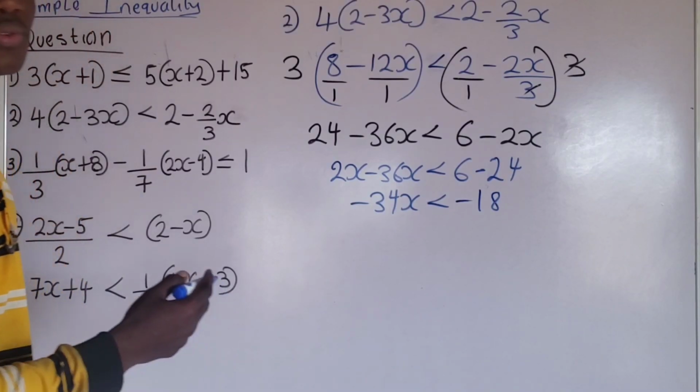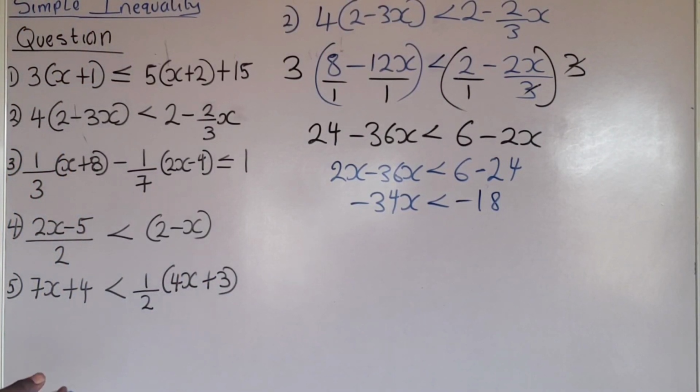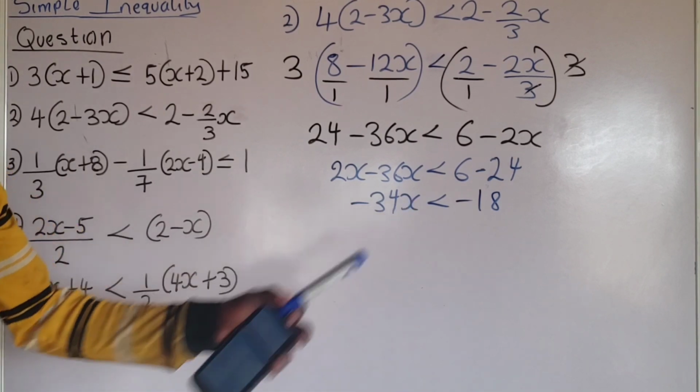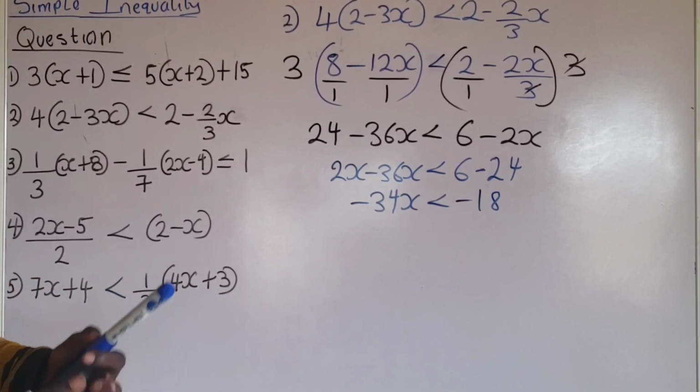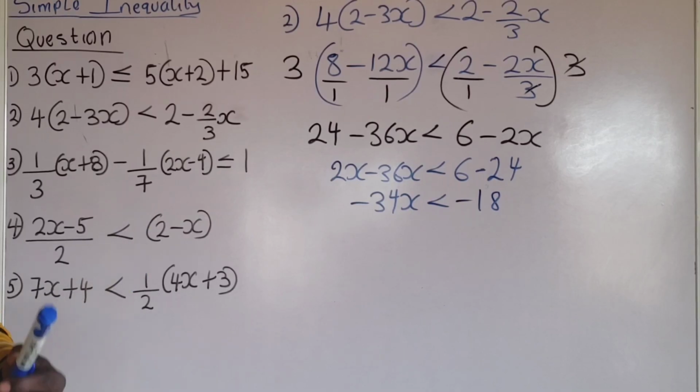Now you can see that we've gotten to another point. So I want to ask you a question. What are you going to do to get the value of x? I mean, to get the range of x. To get the range of x, you have to divide both sides by negative 34. Is that not it? Now, if you divide both sides by negative 34, what will happen to the inequality sign? The inequality sign is going to change from less than to greater than. Why? The reason is because when we are dividing an inequality by a negative sign, the inequality sign is reversed.